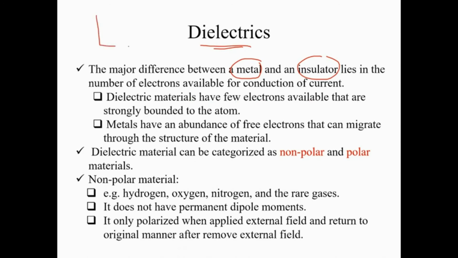For the conductor, the positive and negative charges are randomly distributed, and they are free to move. They can gather here, and they also can gather here. They are free to move when you apply the electric field.